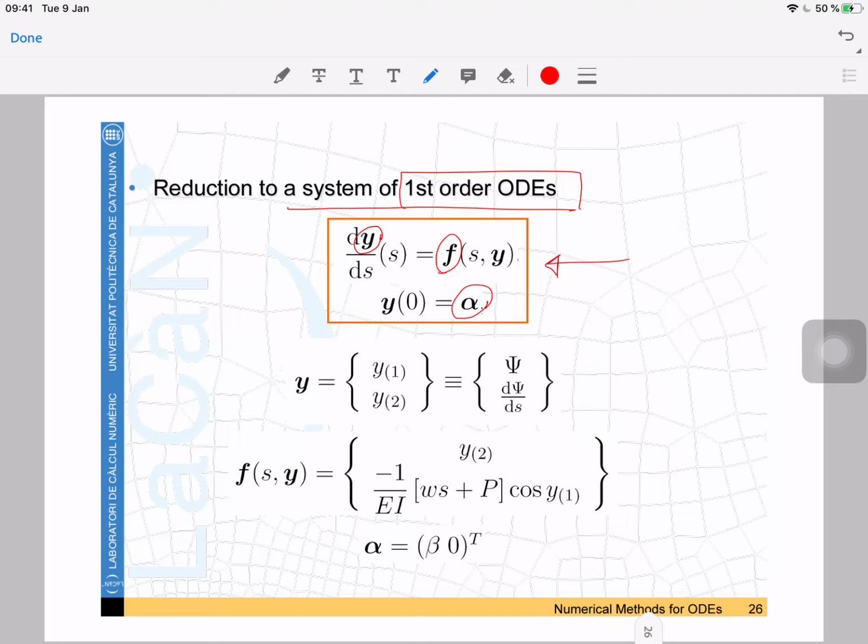Okay, so the vector y is defined as two components, y1 and y2. The y1 is psi, the slope of deformation, and the y2 is the derivative of psi with respect to s. So the corresponding terms for f basically is y2, and then the terms that depend on the material properties and also the force that we apply. So the alpha, basically the initial conditions, is defined as beta and 0, as we discussed in the previous slide. This is again a vector of two components.